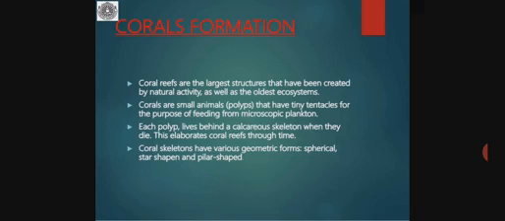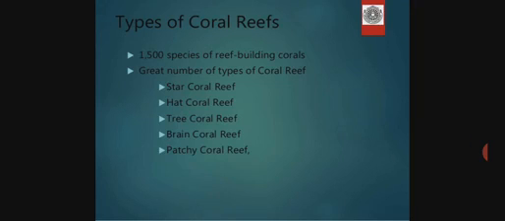Coral skeletons have various geometric forms, that is spherical, star-shaped, and pillar-shaped. So different shapes are there for these coral skeletons. Coming to types of coral reefs, there are more than 1,500 species of reef-building corals, and the great number of types of coral reefs are as follows. Number 1, star coral reef, hat coral reef, tree coral reef, brain coral reef, and patchy coral reef.